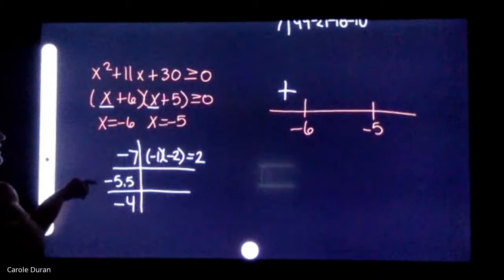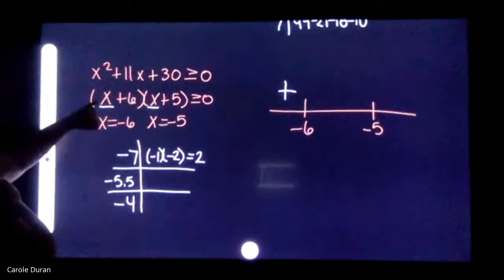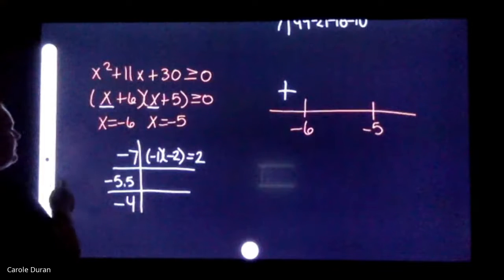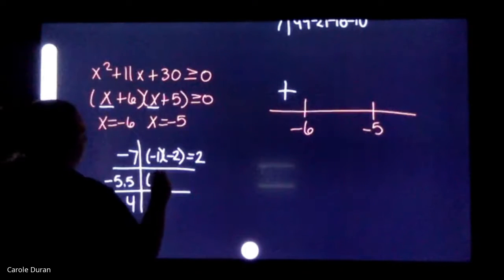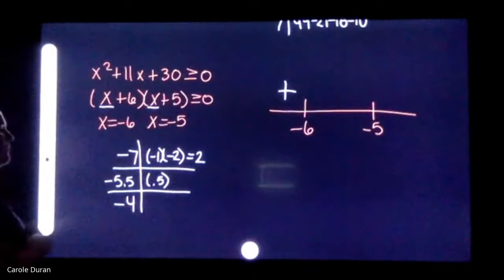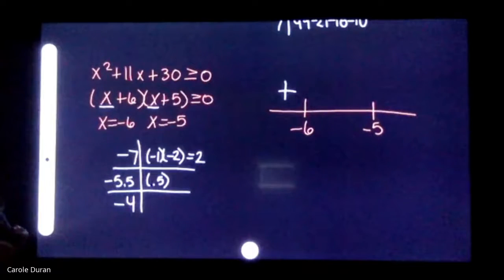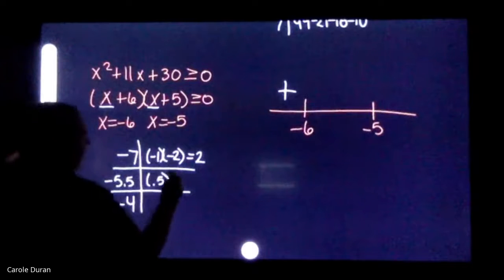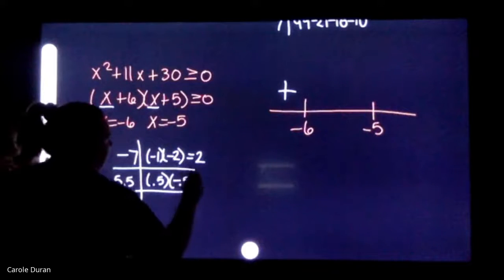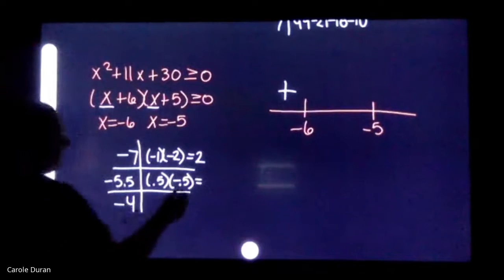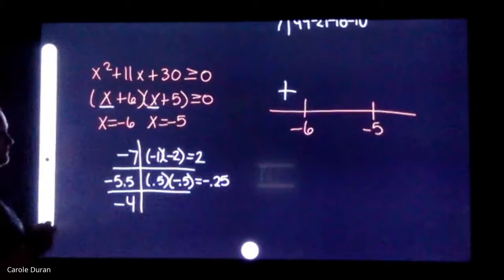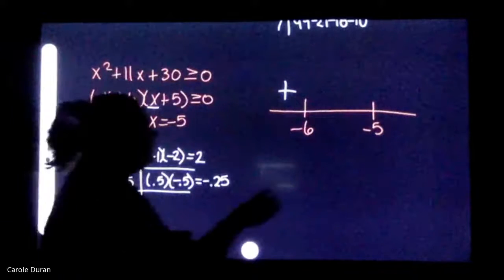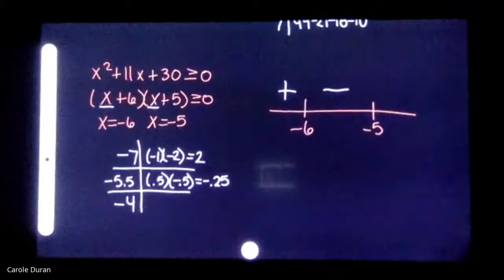Next, I take -5.5 and plug it in for each of these x's. -5.5 plus 6 gives me a positive 1/2. -5.5 plus 5 gives me a -1/2. I multiply those together and I get -0.25 or -1/4. That value is negative. So every number between -6 and -5 will give me a negative answer.